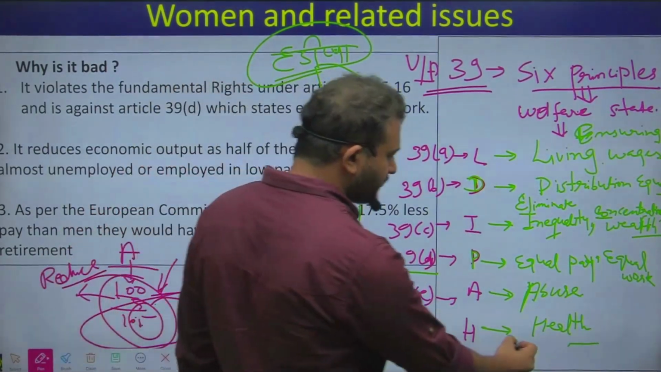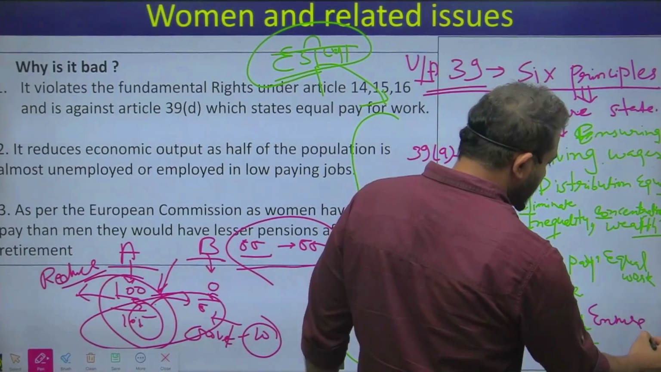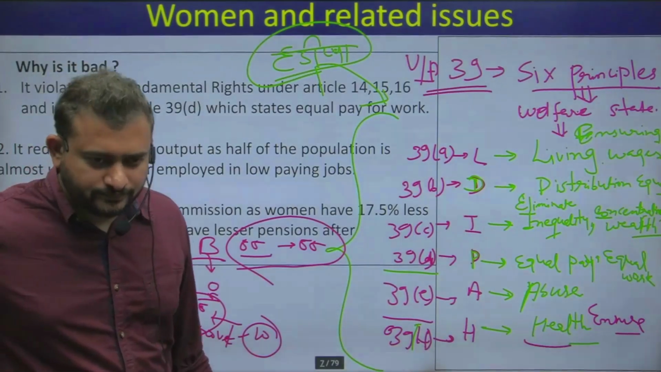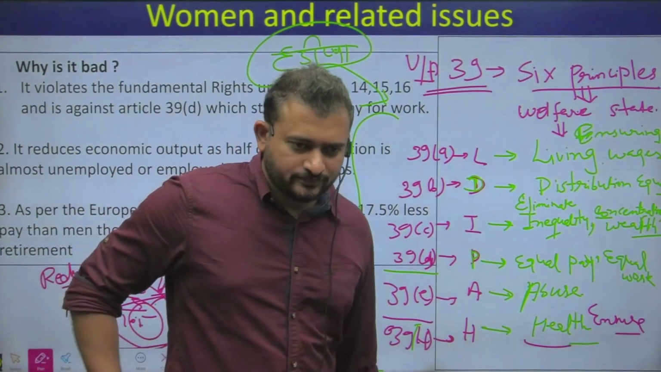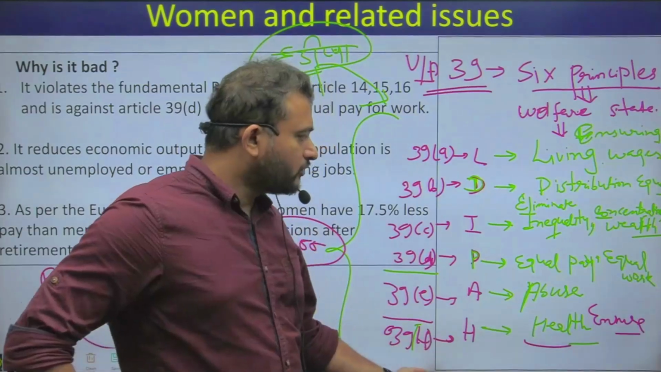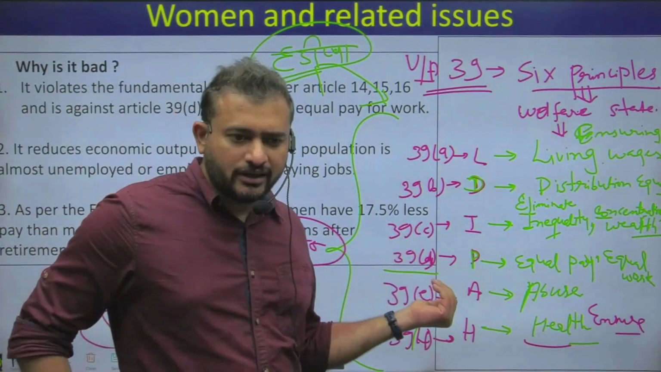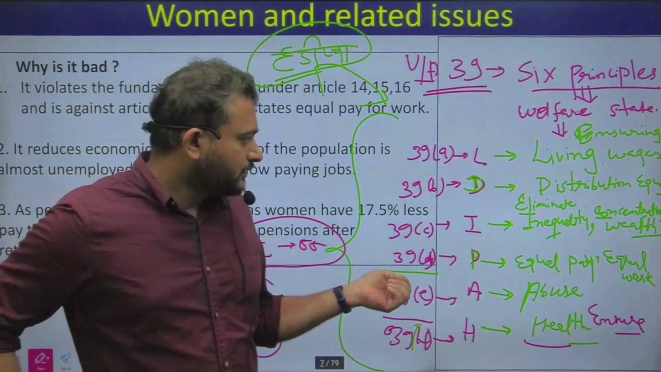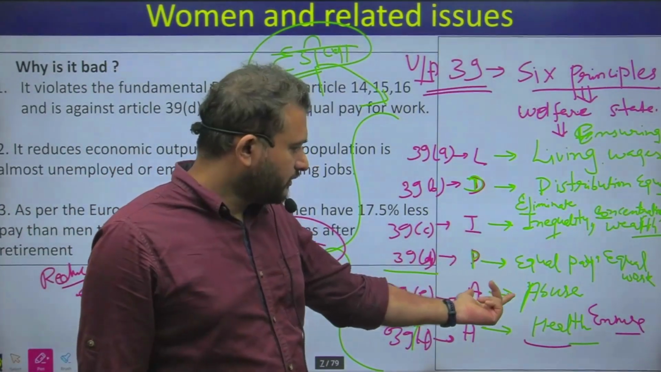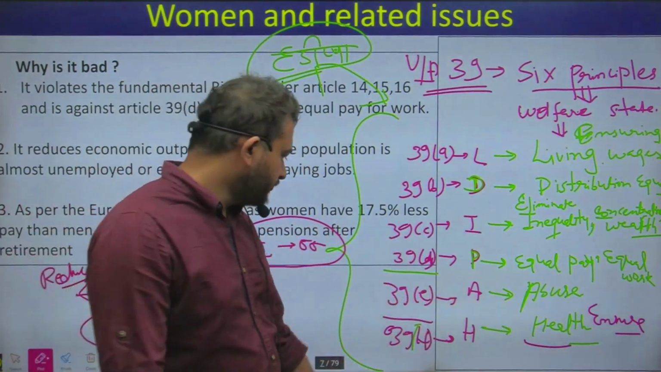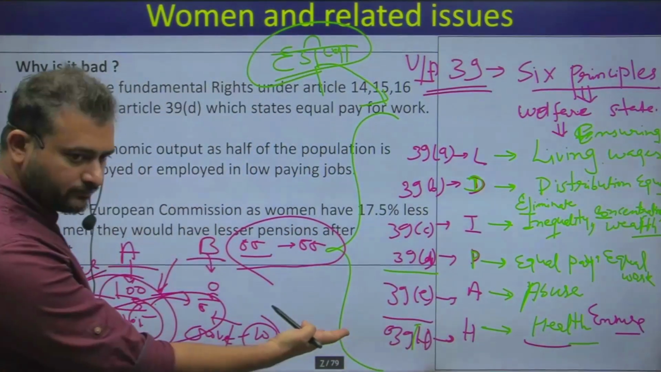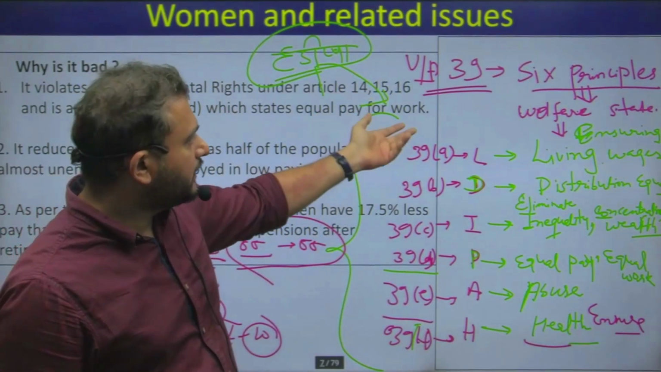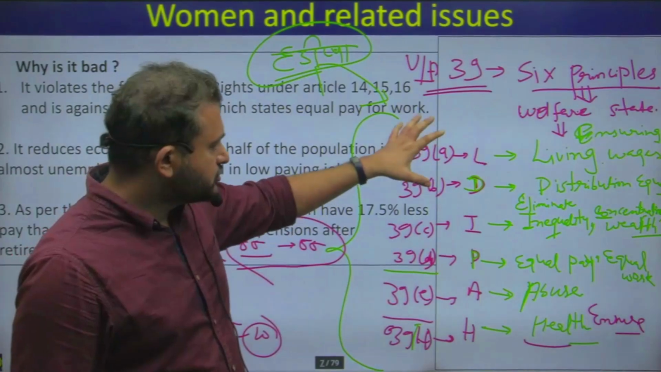Article 39 is to ensure health in the society, and the government should provide infrastructure. I'm just introducing; you will study these things in detail in Indian polity. Yes, definitely, I'm giving you that idea. Equal pay you already have, that is the protection from forceful abuse, providing security infrastructure.